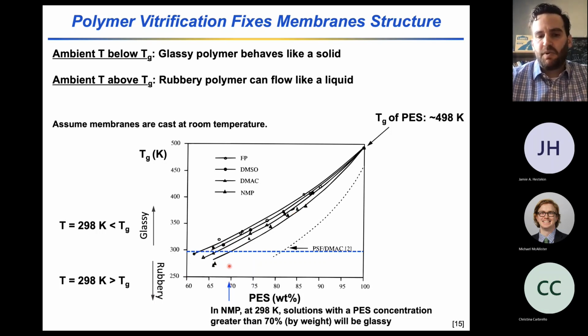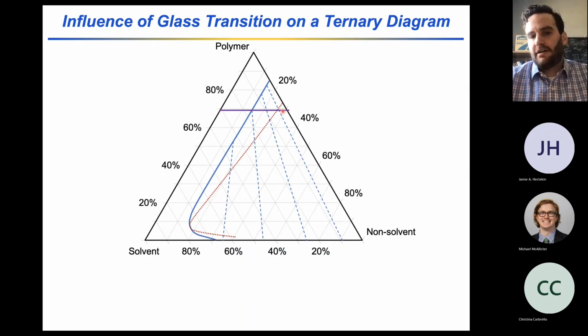And so at this point, this crossover at about 70% by weight PES adds an additional line onto the ternary phase diagram that defines where the system will vitrify or turn into a glass. And so as the phase separation process is occurring, once the material turns into a glass, its mobility is too low for it to rearrange and its structure is fixed in place.